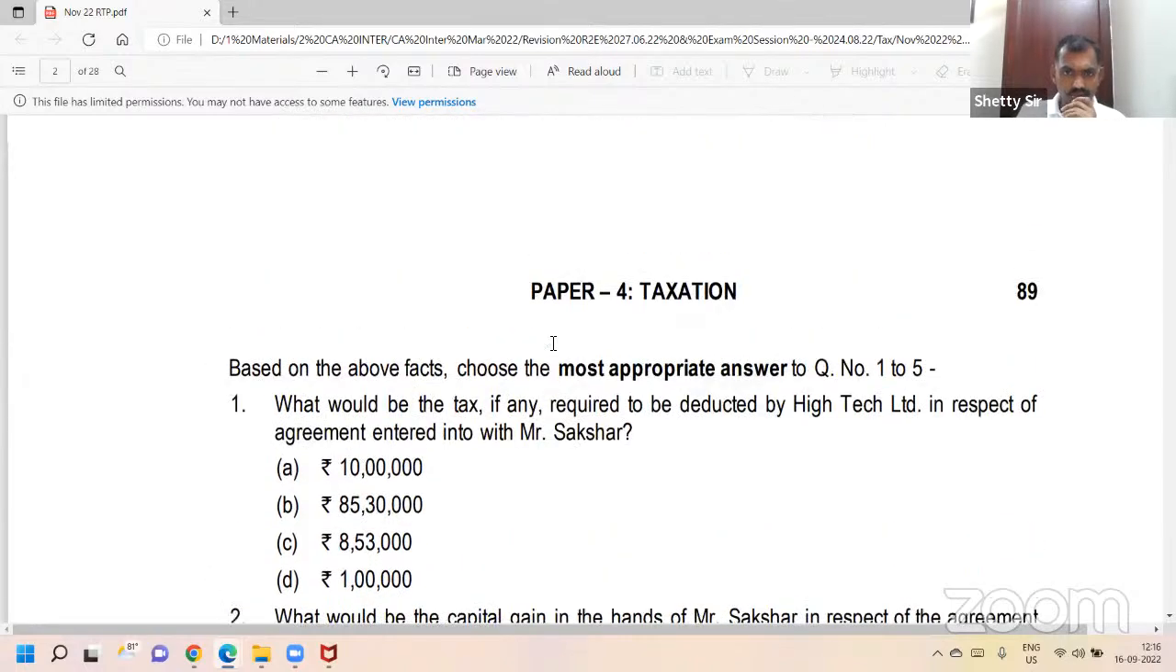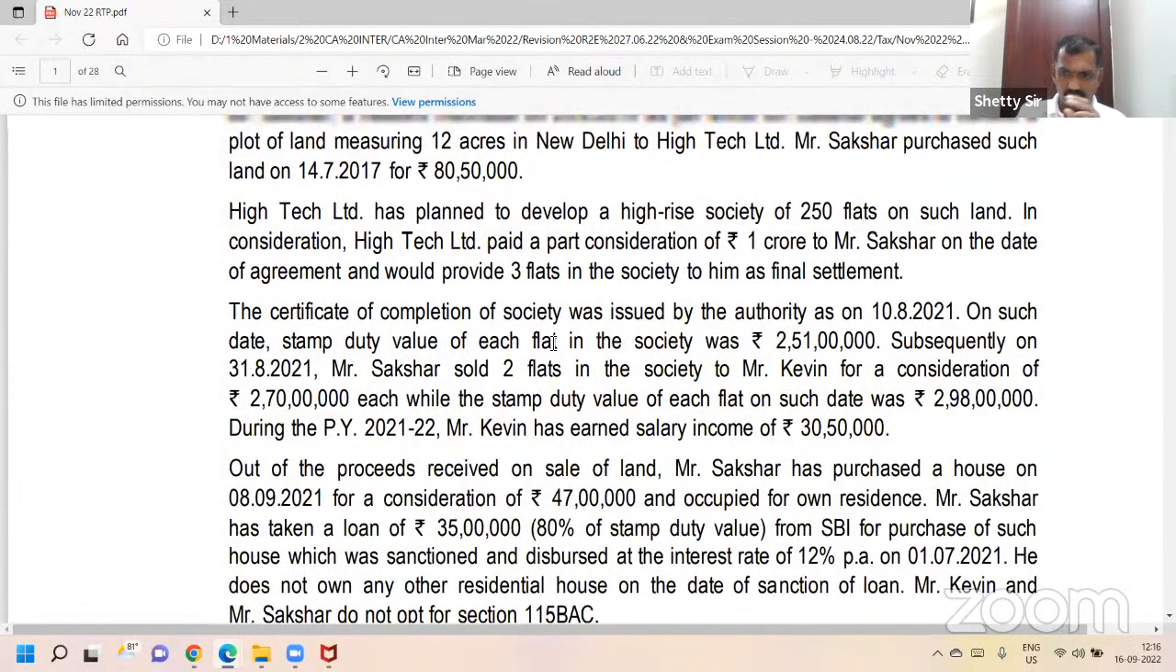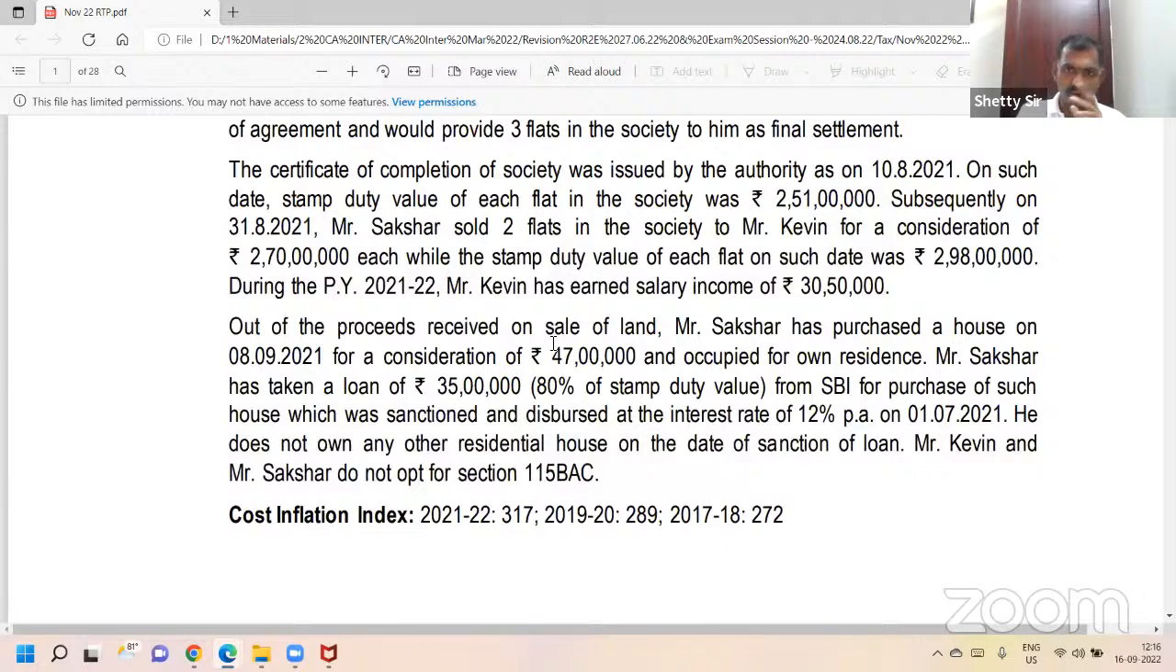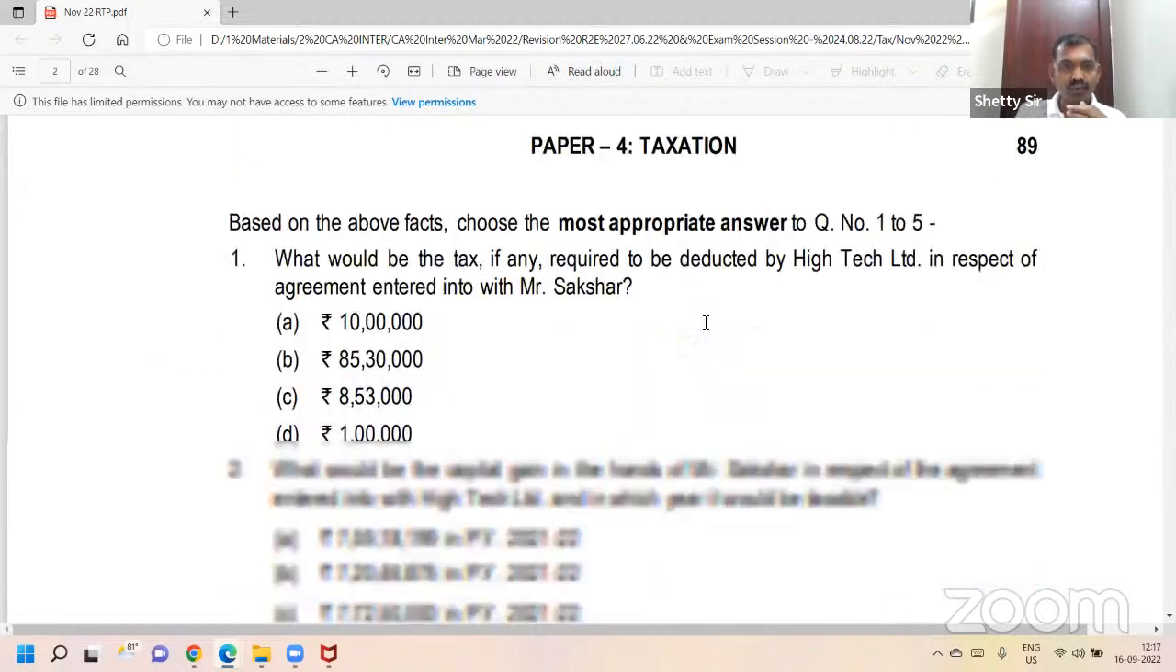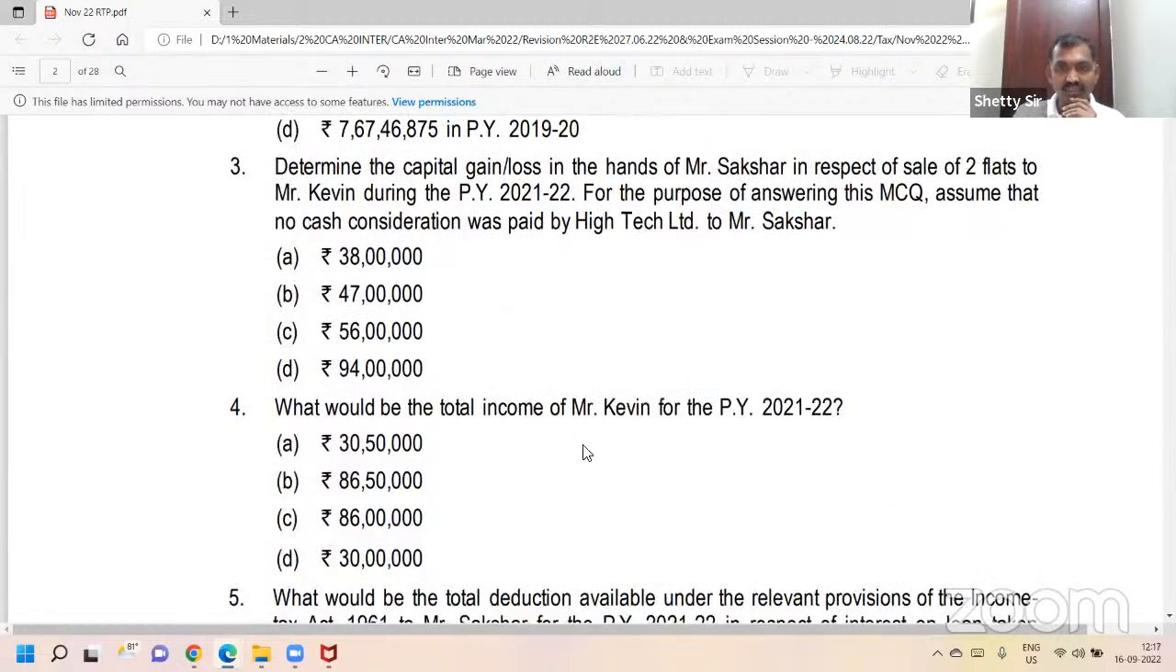Next. One beauty here, there is a high chance of making a mistake. I stressed this many times in the class. Kevin has earned income of over 35 lakh, so 30,50,000 rupees they said. So the next question: what is the total income of Mr. Kevin, buyer from Sakshi? Question number 4.